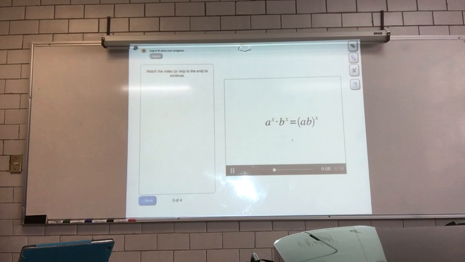Last question. What happens if we replace the multiplication with division? In other words, what is a to the x divided by b to the x?